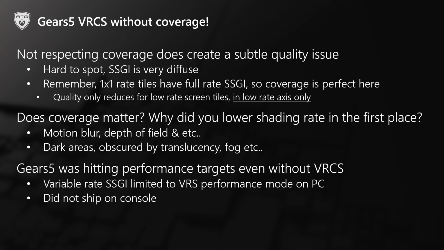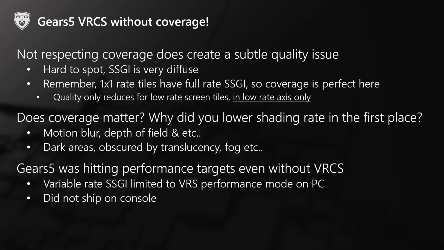So in theory, of course, we're not respecting coverage at the edge of one triangle going onto the edge of another. And in theory, yes, this creates a subtle quality issue, but it's actually incredibly hard to spot. And there's two main reasons for this. First of all, SSGI is very diffuse by its nature. Secondly, if there was a discontinuity in the original image, then we would have been required to run this at full rate in that axis, whether it's horizontal, vertical, or both.